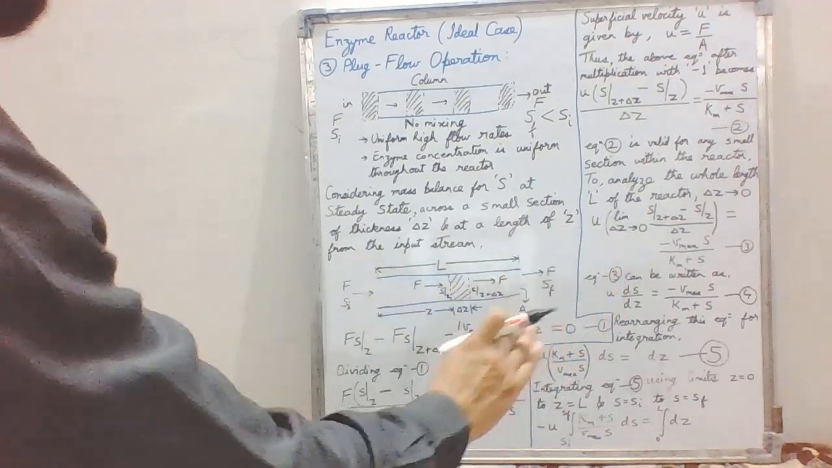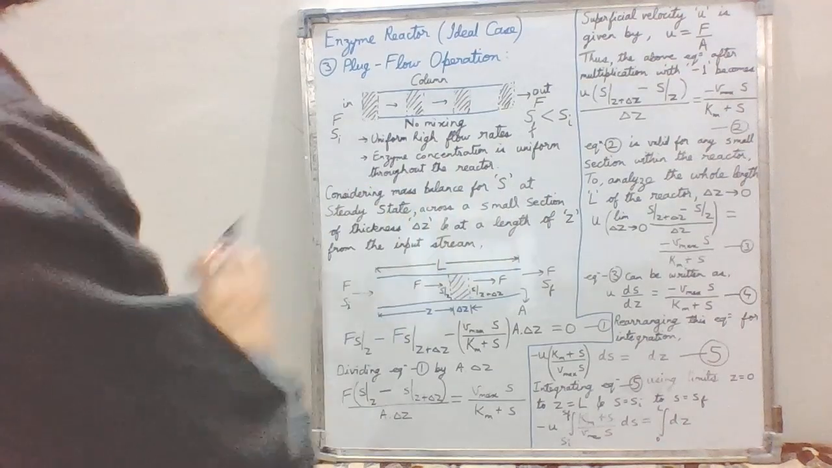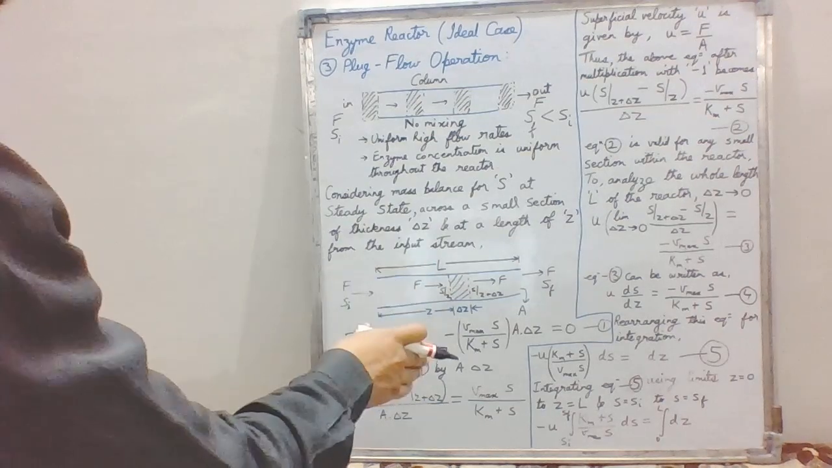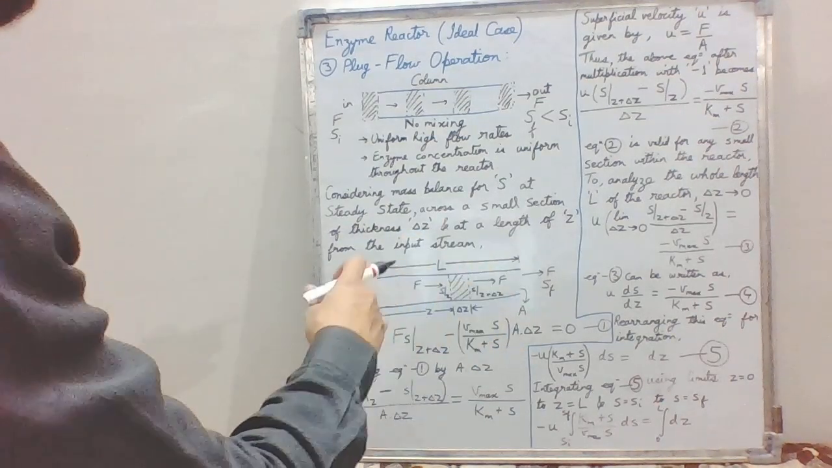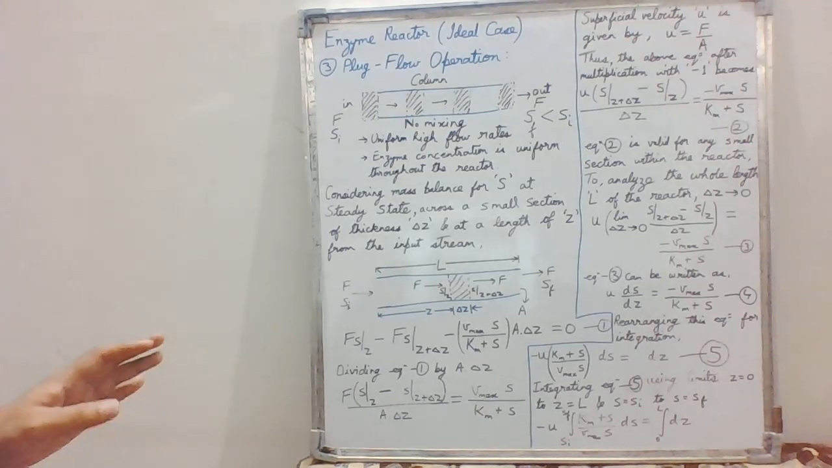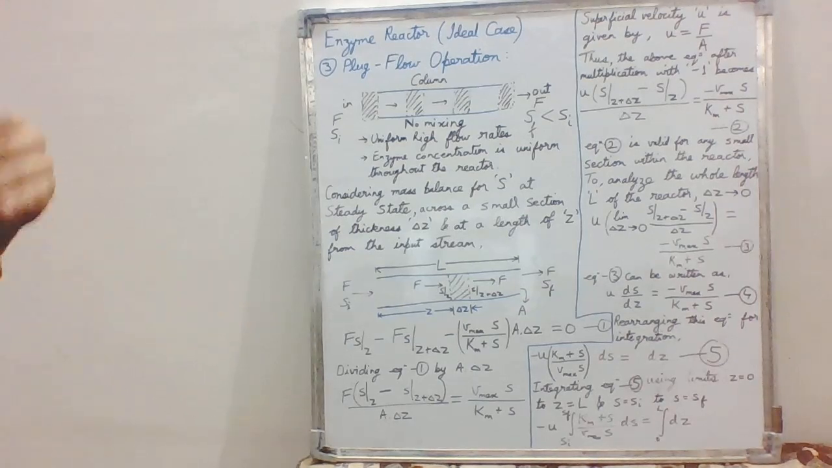Flow rate will be uniform throughout. We also assume that the enzyme concentration is uniform throughout the reactor, with no fluctuation in the enzyme concentration, either horizontally or vertically. And we have a uniform flow rate. Although this type of plug flow reactor is ideal for packed bed reactors or immobilized reactors, we will start by assuming that it is operated by free enzymes, so that it is a little easier to analyze, because adding immobilization would complicate the situation.